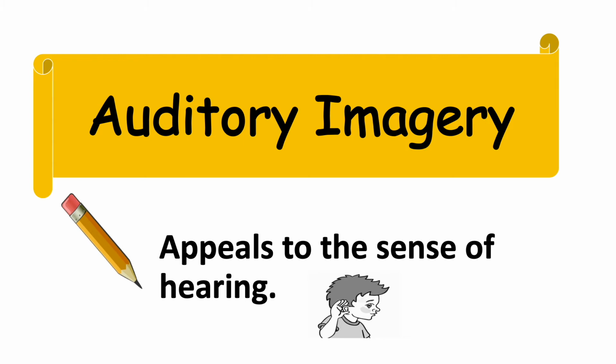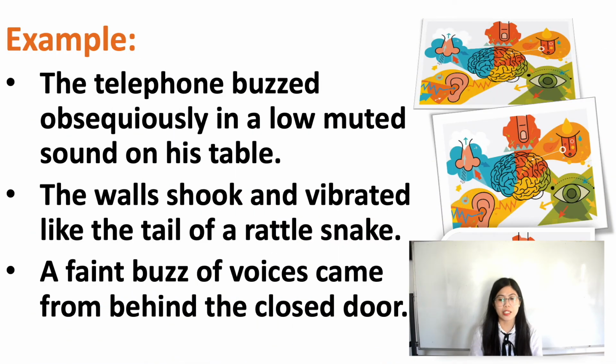The next kind of sensory language or imagery is the auditory imagery. It appeals to the sense of hearing. Let's have examples. The telephone buzzed obsequiously in a low muted sound on his table. In this example, it appeals to our sense of hearing because of the words buzzed obsequiously and low muted sound. Through these words, we as readers were able to know what the telephone sounded like in that particular scene.